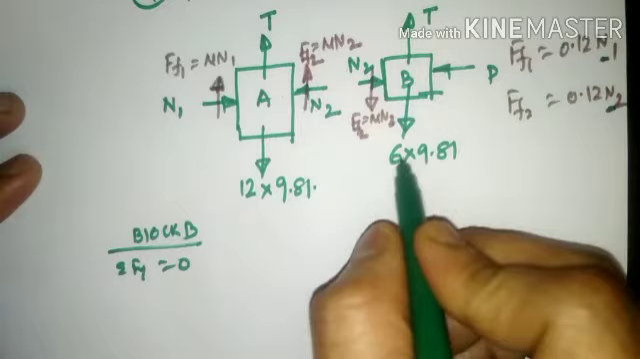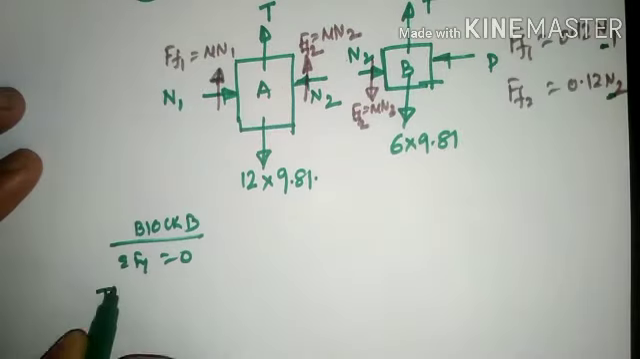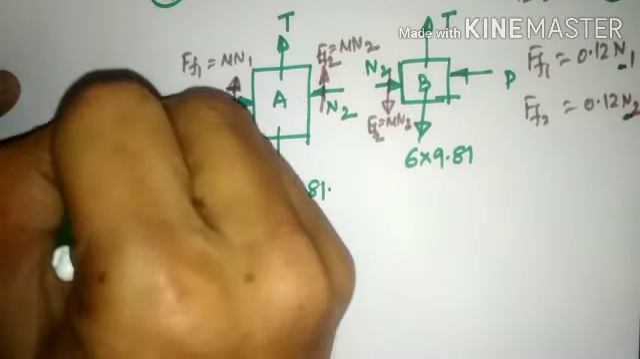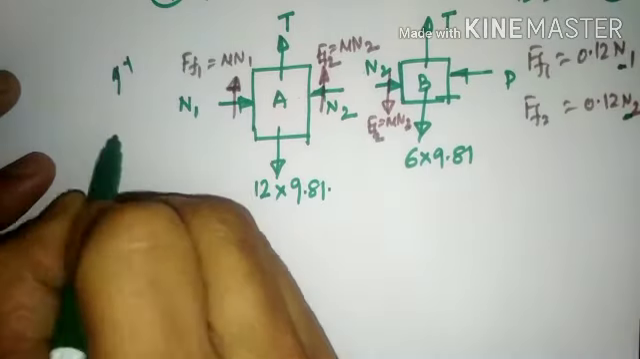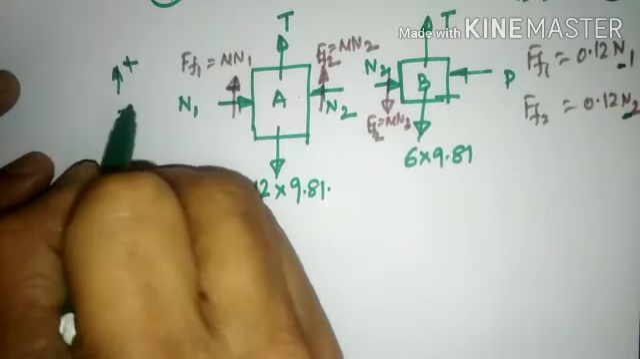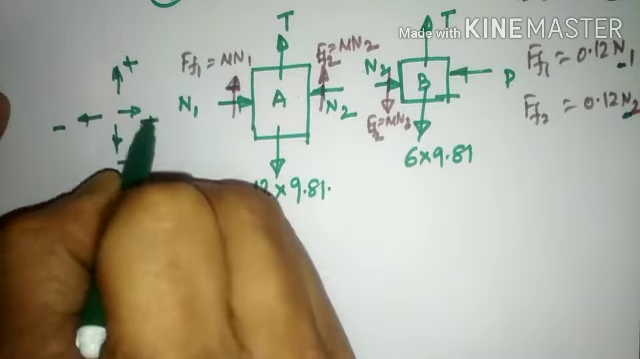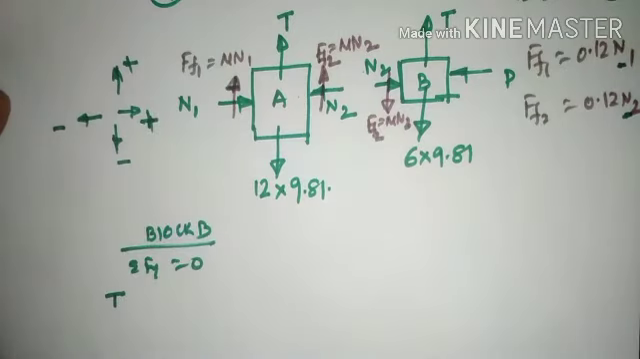If you sum up all the forces along the y direction, T is upward, so positive. Any force acting upward is positive. Any force acting downward is negative. Any force acting towards the right hand side is positive. Any force towards the left hand side is negative. So these are the sign conventions that we need to follow.